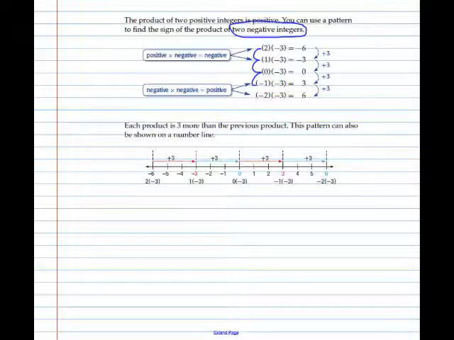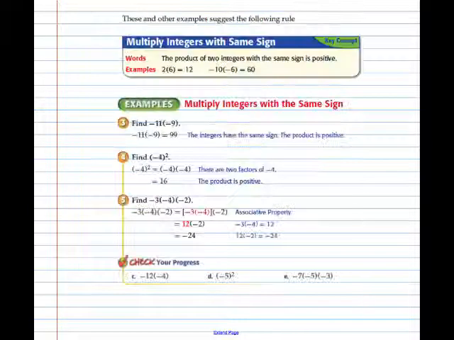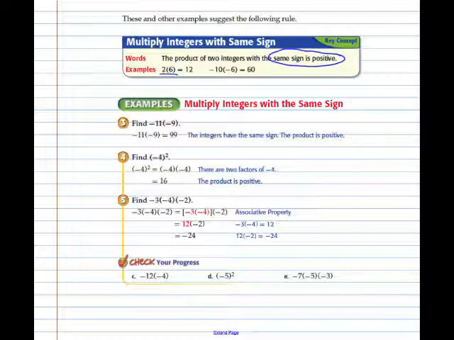Each product is 3 more than the previous product. This pattern also is shown on a number line. So you can see here we started with negative 6, and then we're simply adding 3 each time. In this case, 4 times. And so 2 times negative 3 is positive 6. These and other examples suggest the following. The product of 2 integers with the same sign is positive. Same sign is positive. So 2 positive or 2 negative, the result is always positive.